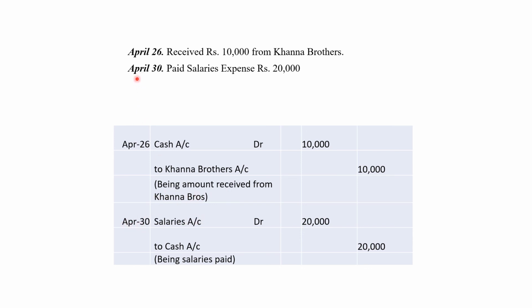April 30th, you have salaries which were paid. How much? 20,000. So what has gone out? Cash has gone out. So credit what goes out to cash account 20,000 and debit all expenses. That's a nominal account over here. Cash is a real account over here. The salaries account debtor. Salaries is an expense, nominal account. Debit all expenses and losses. So that's an expense over here. Salaries account debtor 20,000 to, it's a real account. Credit what goes out. So you have to cash account 20,000.